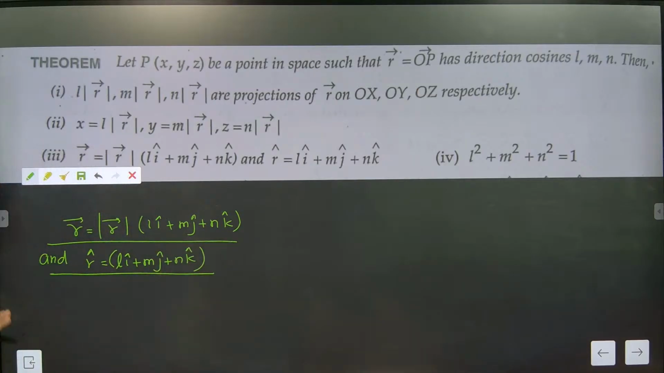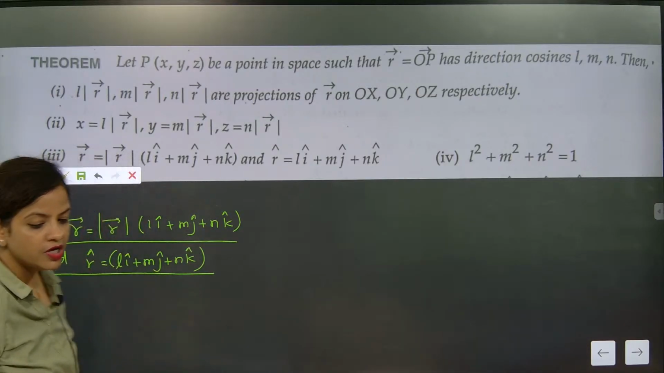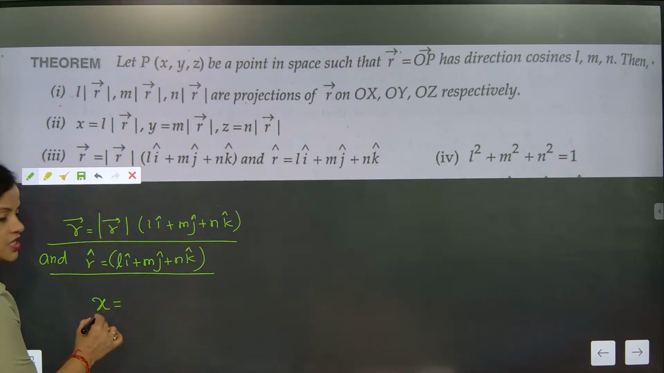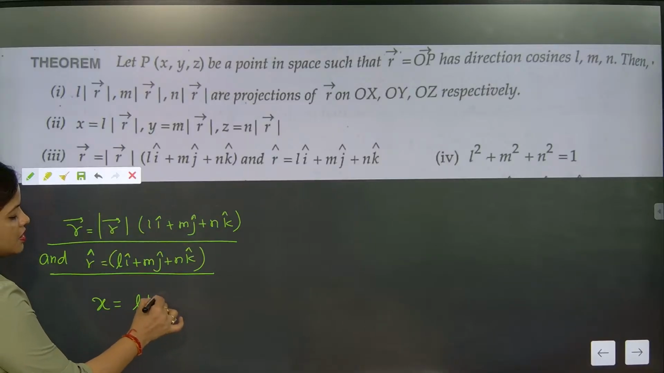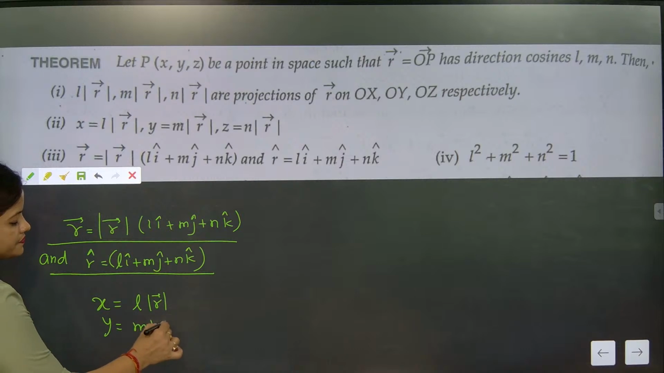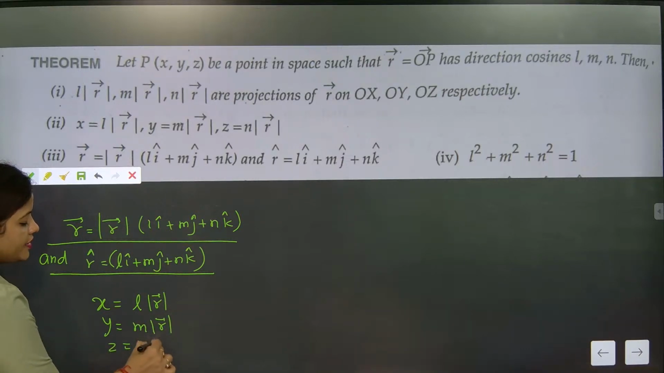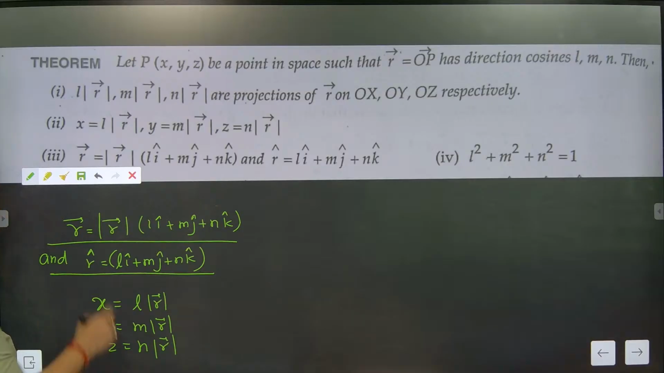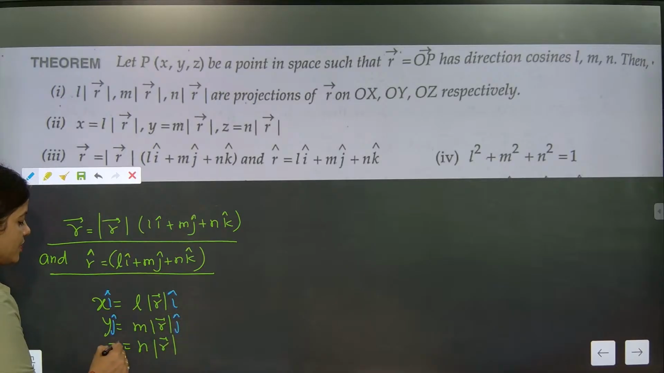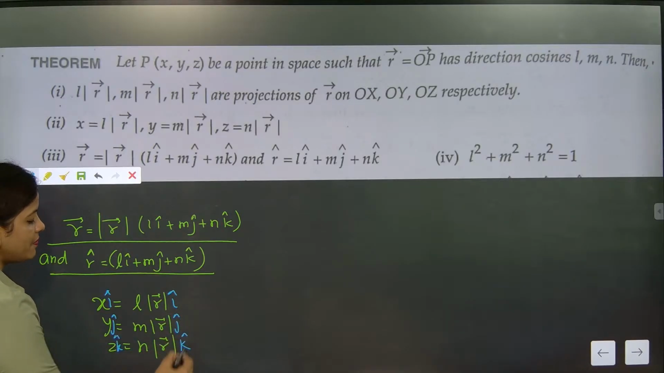Now to find this one, what work are we going to do? Good evening, Smriti. Now better look here. What you found in the second equation? x is equal to l, y equal to m, and z is equal to n. Now what I am doing here is multiplying x with i cap, so this side i cap is applied and this side also i cap. y will have j cap, and z will be multiplied with k cap.